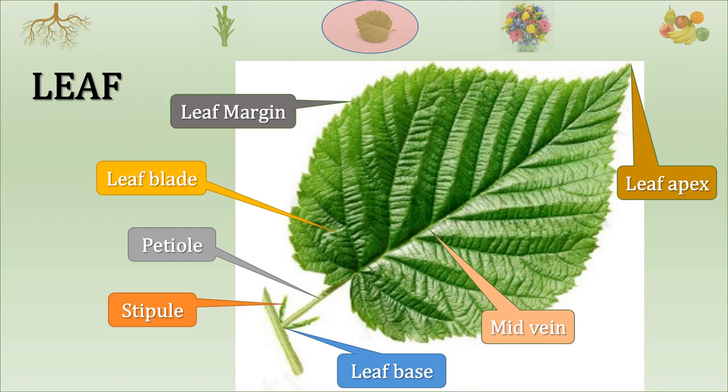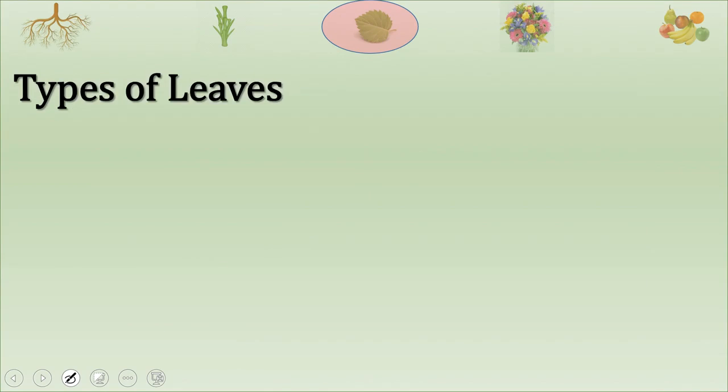Next is midvein. Midvein is the main or central vein of the leaf. Children, as it is in the center, it is called a midvein. And next is vein. Vein provides support for the leaf. Now, let us see the types of leaves.